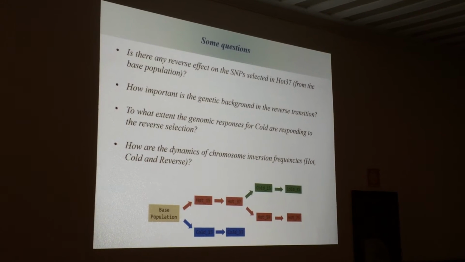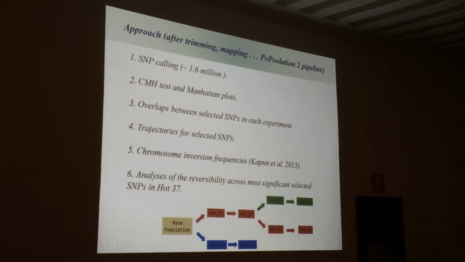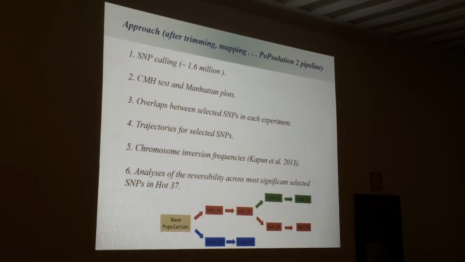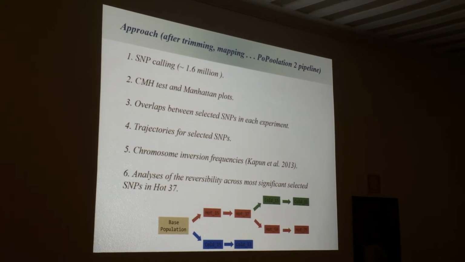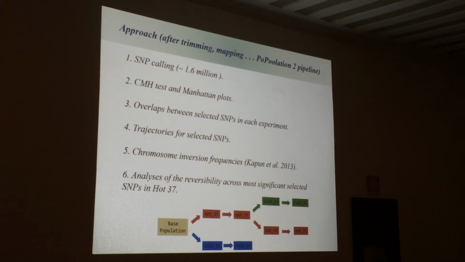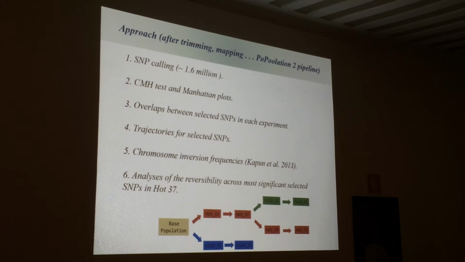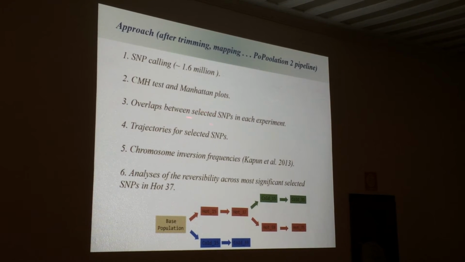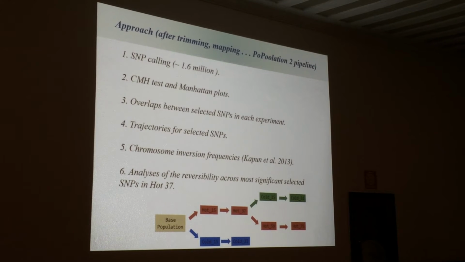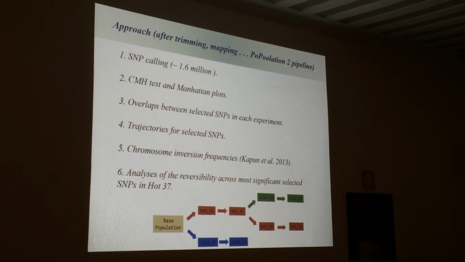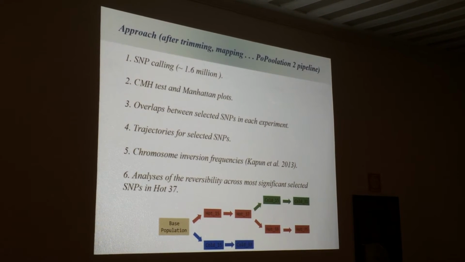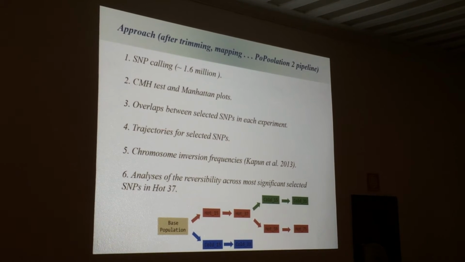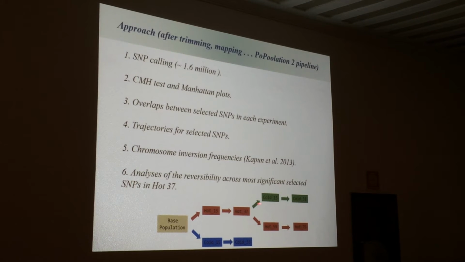in these 3 experiments. After trimming and mapping and everything in the bioinformatic work, we followed a pipeline of the PoPoolation2 software. Starting with SNP calling, we came up with around 1.6 million SNPs for the whole experiment. Then we performed the CMH test and the corresponding Manhattan plots. Then we looked at the overlaps between the selected SNPs: how many of the SNPs selected in each of the treatments are common SNPs responding to different environments. Then we followed the trajectories of those SNPs: how many of the SNPs selected here, and what happened with them in the reverse part and also in the cold.